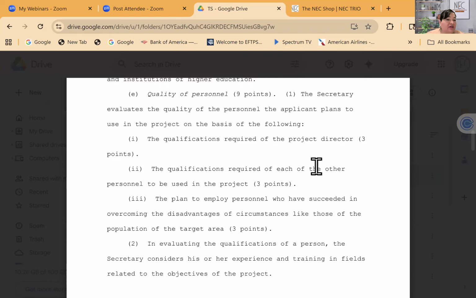So can I just say, everyone's in place? We don't need to, this is like if someone's going to be new, right? It says the plans to use. And I said, no, every year it's new funding. So we've got to go ahead and answer the question completely. So the first part is the qualifications required of the project director, and it's three points.